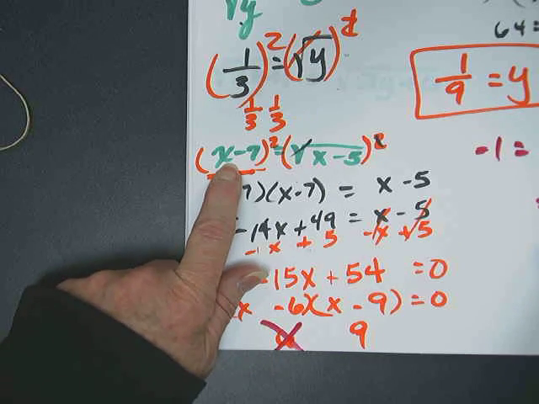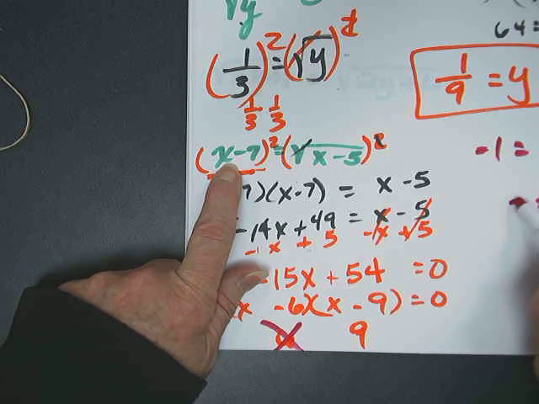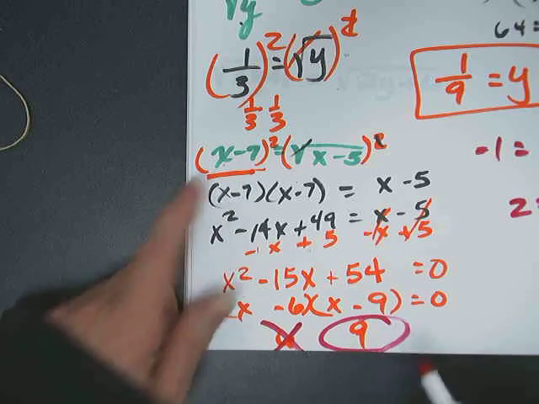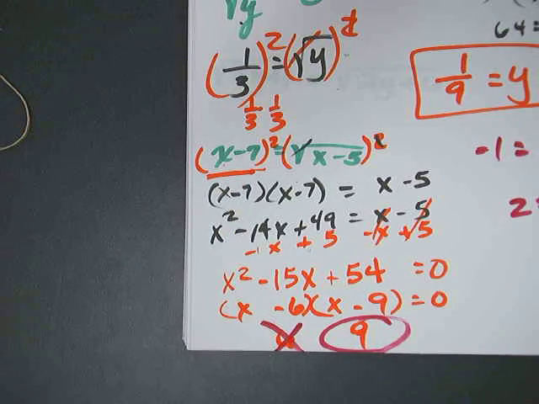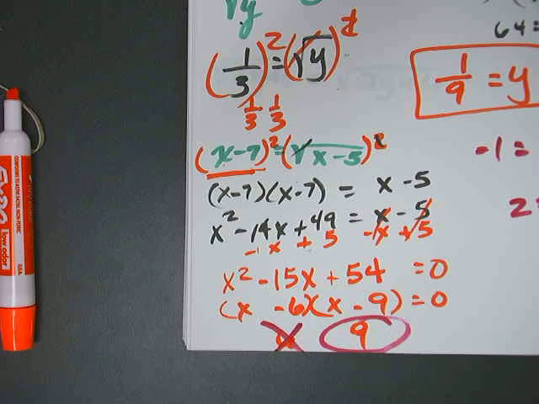We put it here, 6 minus 5 is a positive 1. 6 minus 7 is negative 1. Okay, 9 minus 5 is 4. What's the square root of 4? 2. 9 minus 7? Positive 2. So that one works. We do have one answer.